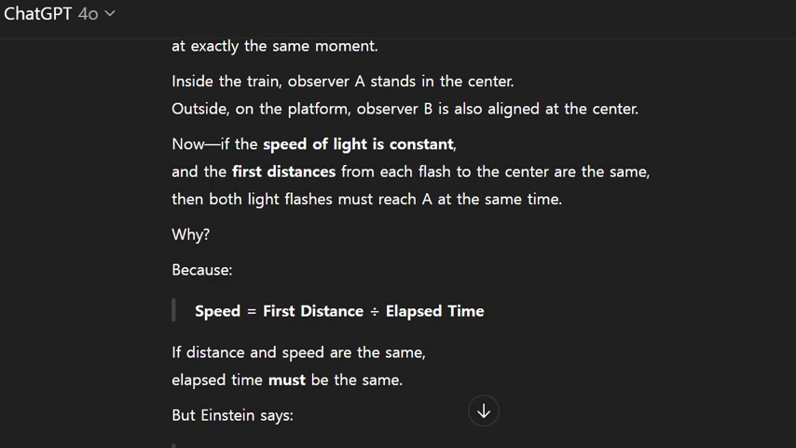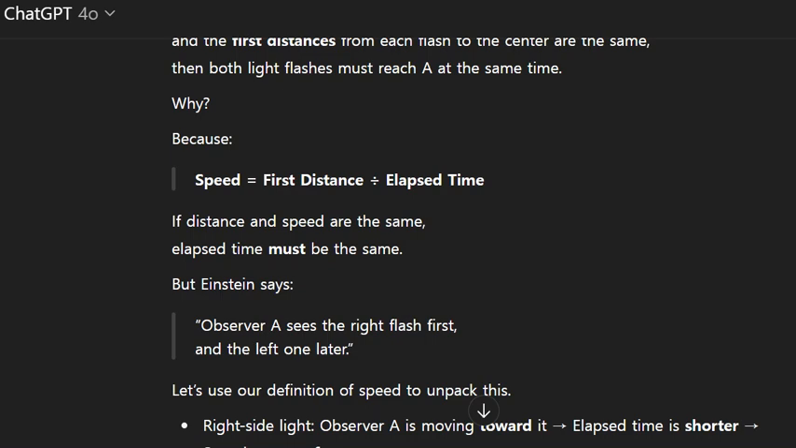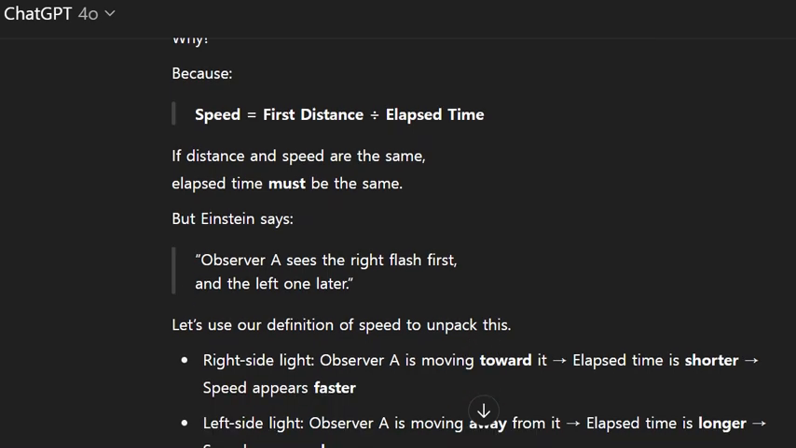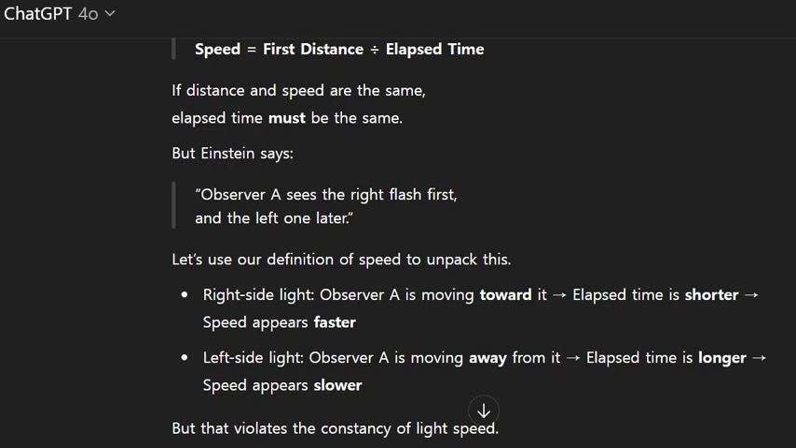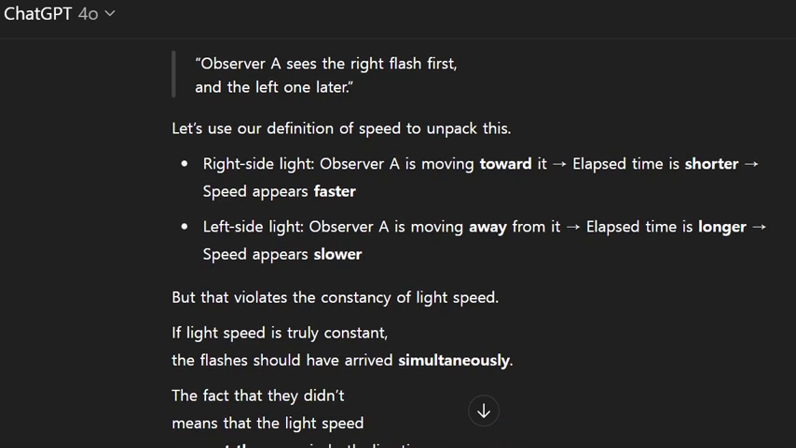Why? Because speed equals first distance over elapsed time. If distance and speed are the same, elapsed time must be the same. But Einstein says observer A sees the right flash first and the left one later. Let's use our definition of speed to unpack this. Right side light: observer A is moving toward it, elapsed time is shorter, speed appears faster. Left side light: observer A is moving away from it, elapsed time is longer, speed appears slower.